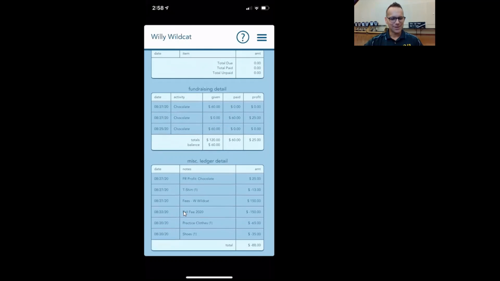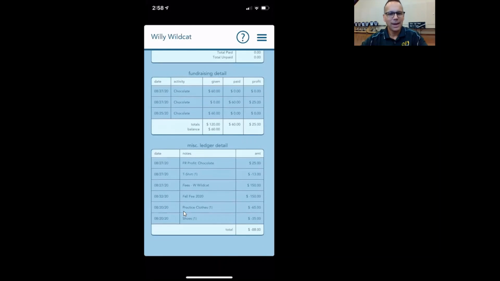Here we go. Okay, so I'm just going to go down to the fundraising detail, and as you can see, as we previously stated with the online version, he has a box of chocolate that he checked out on the 27th and was charged to his account. He also paid for chocolate, and you can see there's the given column, there's the paid column, and the profit. So you can see he's only paid for the one box. Out of those three boxes, two of them were given to him, and only one box was paid for. And on that 8/27/20, he paid 60. And the profit is $25, and that's going to be credited to his account further down.